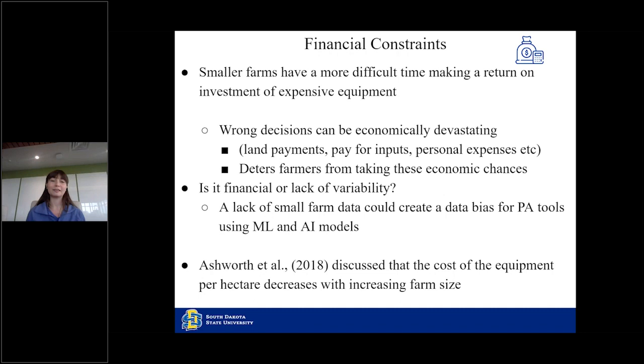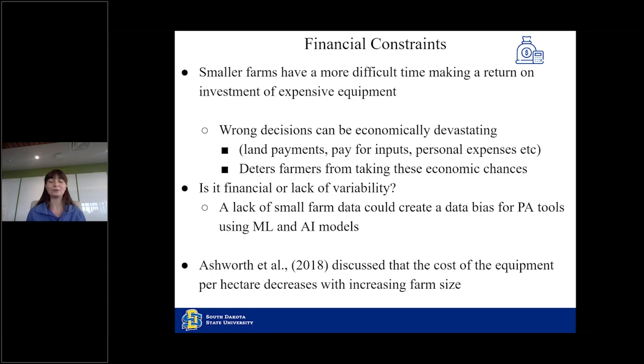So first off, financial constraints. So we know that small farms have a more difficult time making a return on investment, and so I've really focused on small farms when it comes to these financial constraints. And we know that precision agriculture tools can be extremely expensive, which can be very difficult for farmers to make that decision, especially if they're not entirely certain that it's going to increase their productivity. So the wrong decisions can be economically devastating for a farmer. Specifically, they might not be able to make land payments, pay for inputs, personal expenses, things like that. So these are very serious things that they are considering.